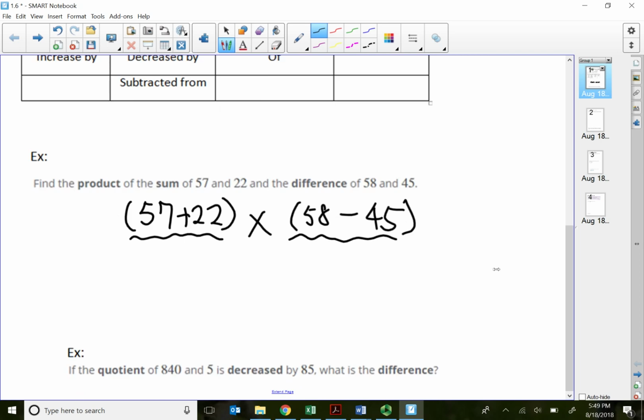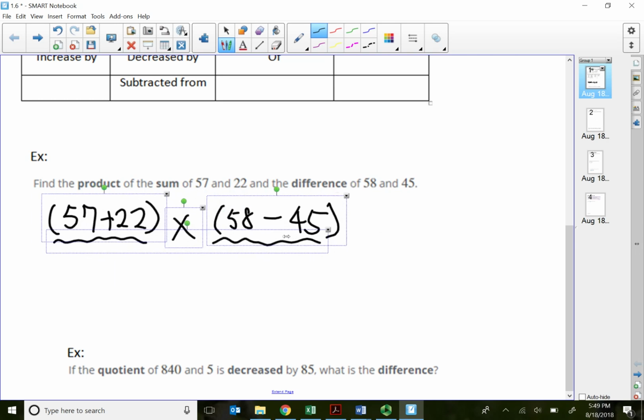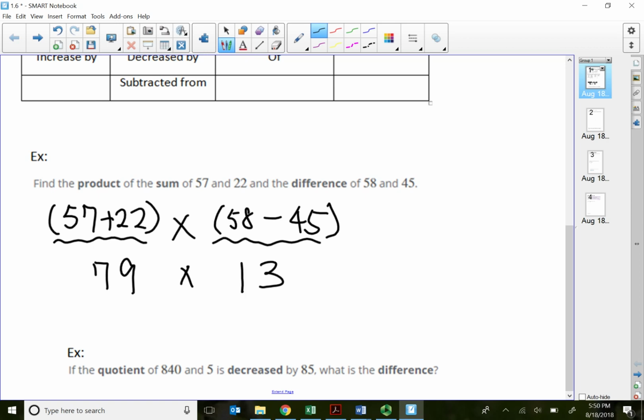So real quick, I'm going to do this on the side, okay? Get away from my main part. Move it over a little bit. 57 plus 22, that will be 79. So what it's really saying is a multiplication between 79 and the difference between 58 and 45. So 8 minus 5 is 3. 5 minus 4 is 1. So this is a multiplication between 79 and 13.